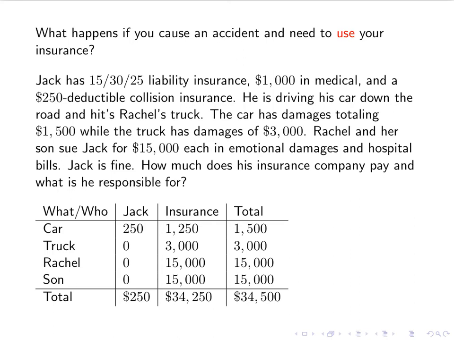The insurance company, on the other hand, is forking out $34,250. I add them up, and I do get $34,500, so my answer makes sense. I'm happy, and I can move on. Okay, so it's really important that you know which category each thing falls under. Liability are people and things that you hit. Medical is yourself, again, assuming you're the person who caused the accident. Collision is what you were driving.